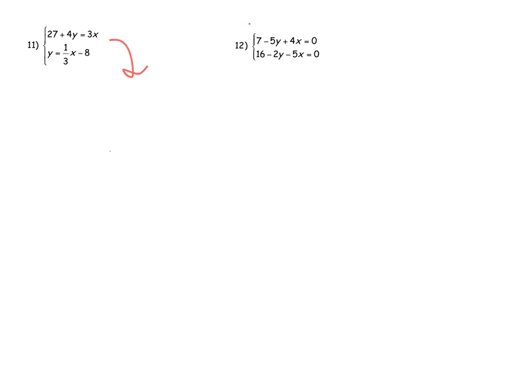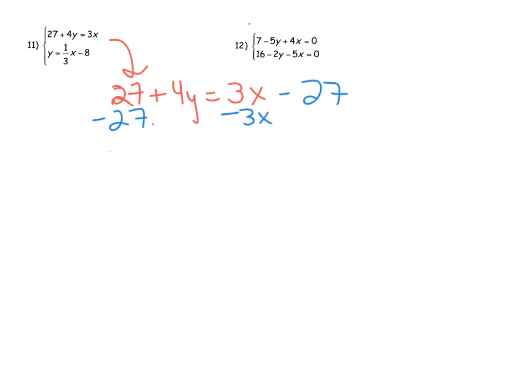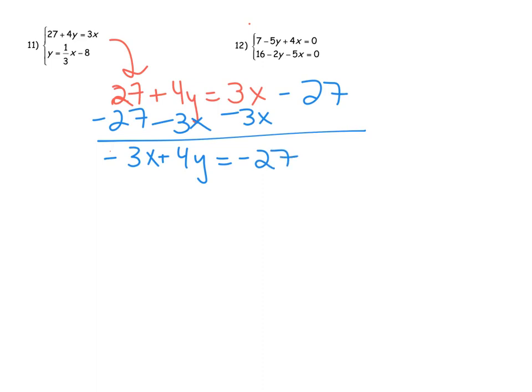So we have 27 plus 4y equals 3x. Well, just to do some quick math here, I'm going to subtract over the 27, and I'm going to subtract over the 3x on both sides. So now I have negative 3x plus 4y equals negative 27. That looks a lot better. I have my x's, my y's, equal sign, and then the constant on the other side lined up. Okay, now let's just fix this equation.